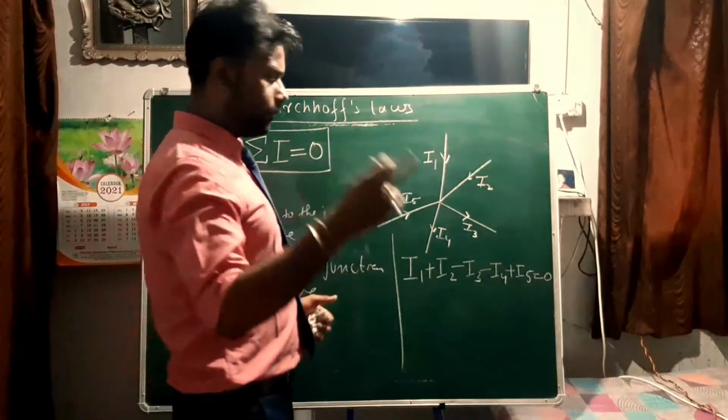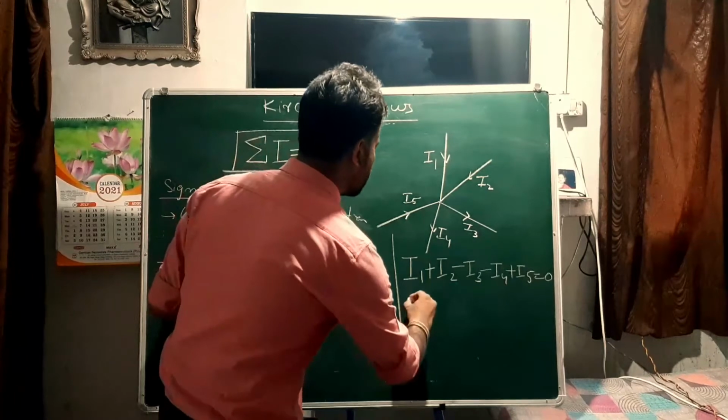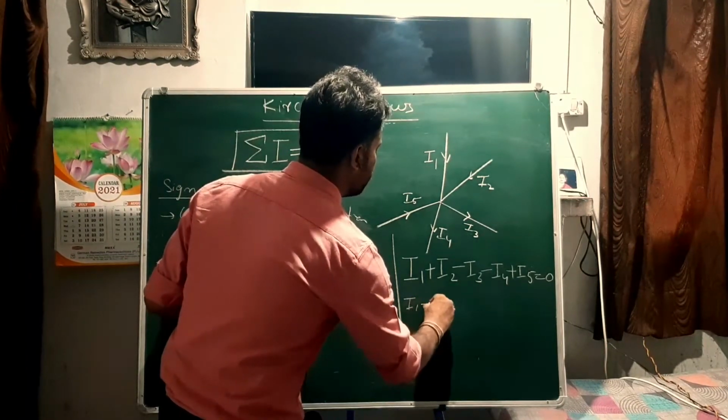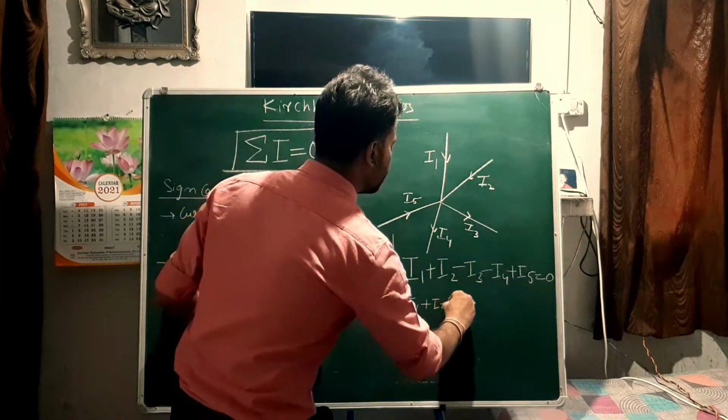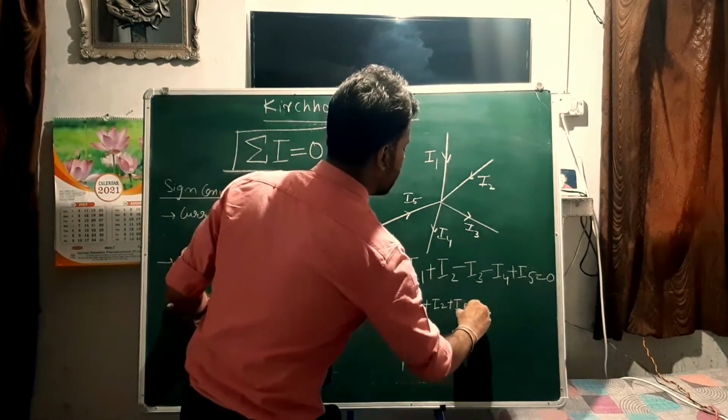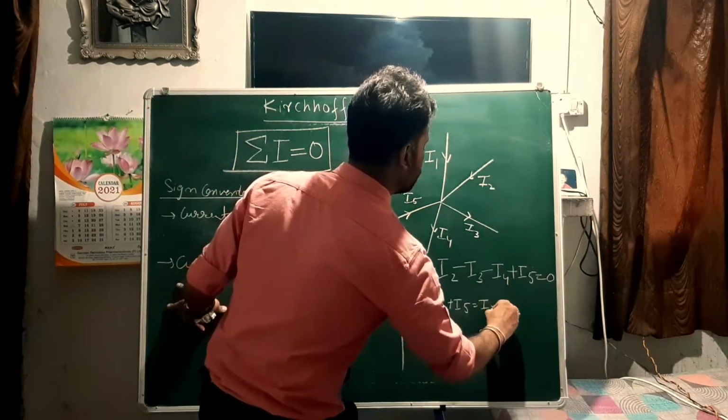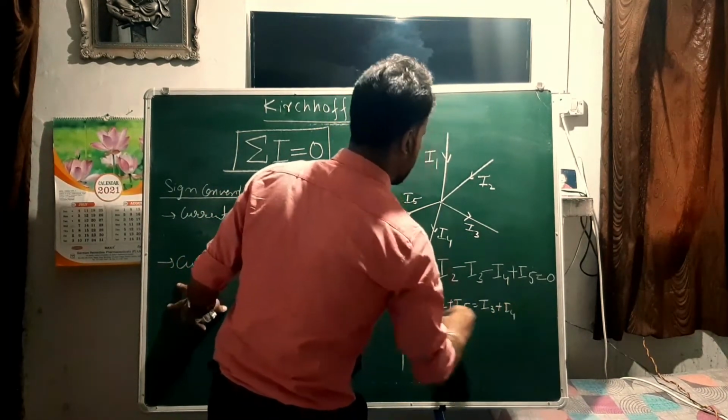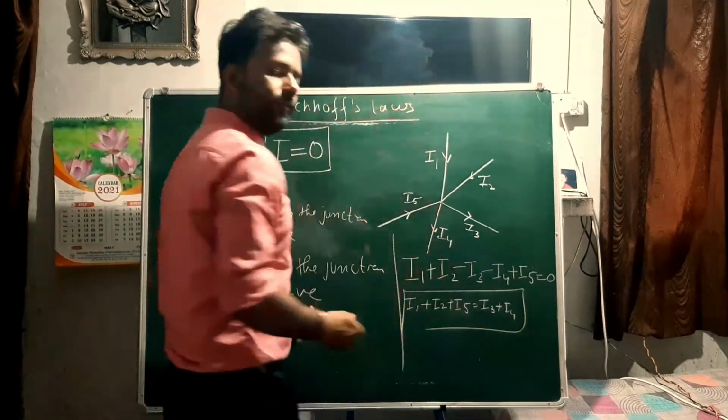You can modify this equation as I1 plus I2 plus I5 will be equal to I3 plus I4. Right? This is also right.